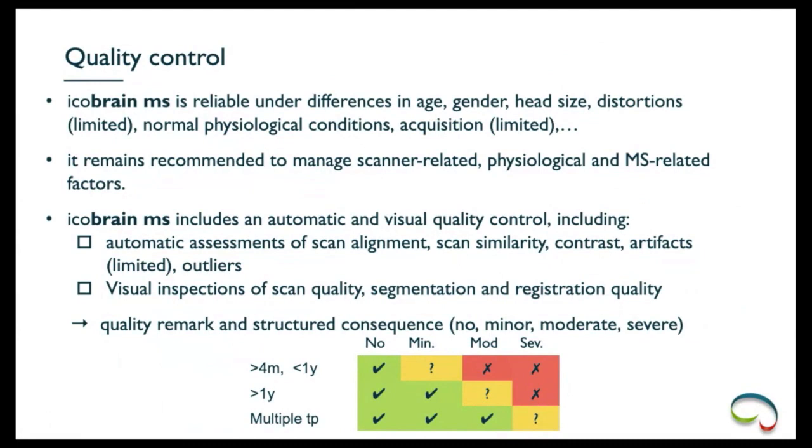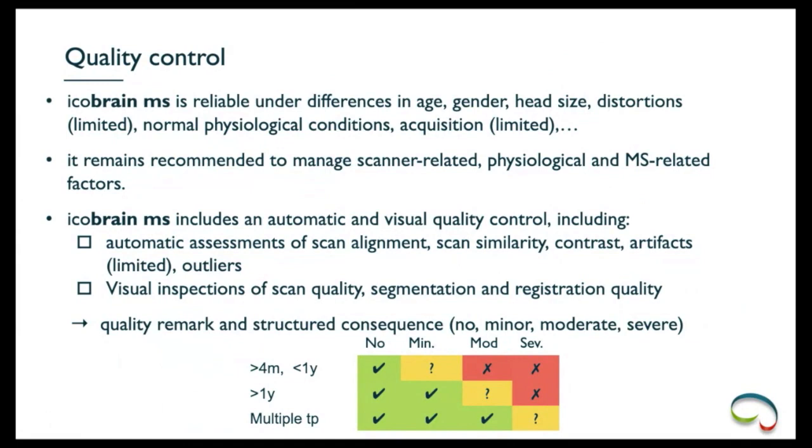And for that reason, icobrain Amass includes an automatic as well as a human visual quality control, including automatic assessment of scan alignments, scan similarity, which is important when the acquisitions are not exactly the same, for contrast, for artifacts and outline. Also, we do visual inspections of the scan quality, the segmentations performed by the algorithm, and the registration, which is, of course, key when we do atrophy measurements. This results then in a quality remark and a consequence.